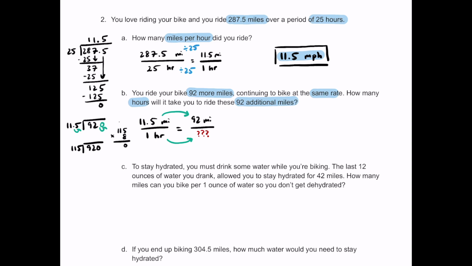That's going to be a 440. 8 times 1 is 8 plus 4 is 12. Carry the 1. It is 920. So this goes in 8 times exactly. So instead of these question marks, we're going to put 8 hours. All right, so you can say something along the lines of, it would take 8 more hours.